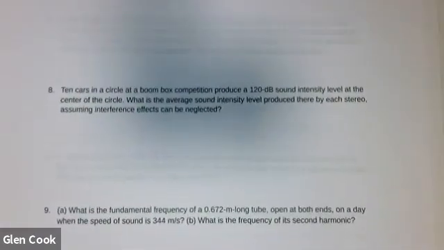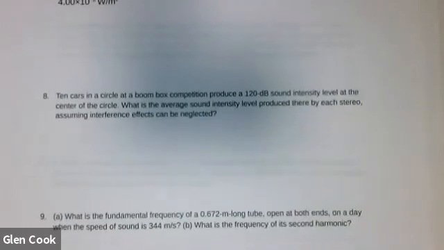Let's go to number 8. It's a little bit more complex, not really harder. It's just a little bigger question. We have 10 cars in a circle producing 120 dB sound intensity level at the center of the circle. What is the average sound intensity level? That's the dB produced there by each stereo. So we have 10 cars producing 120 dB sound. The temptation would be to take the 120 divided by 10, but that doesn't work because it's logarithmic.